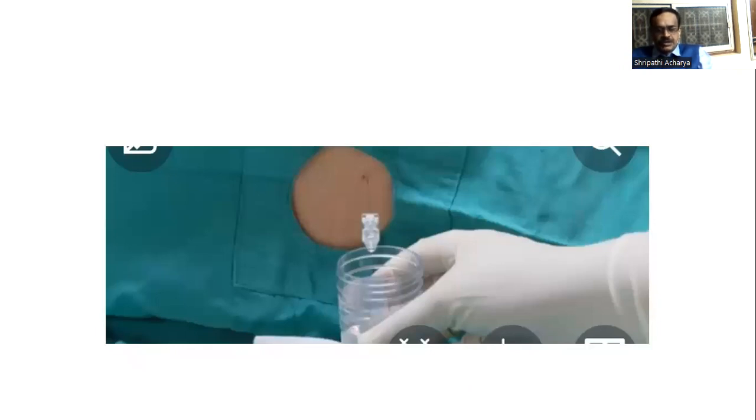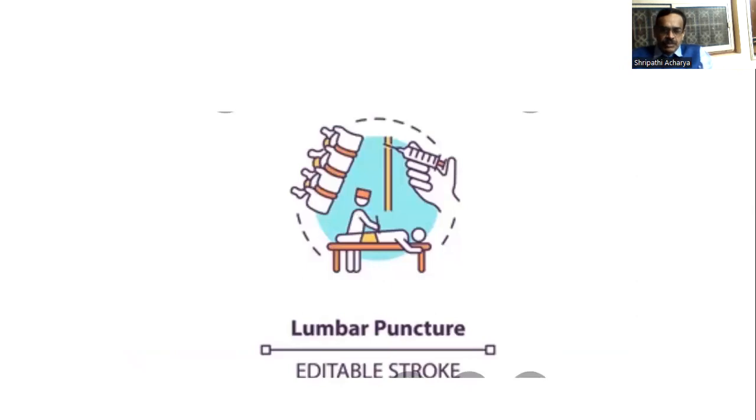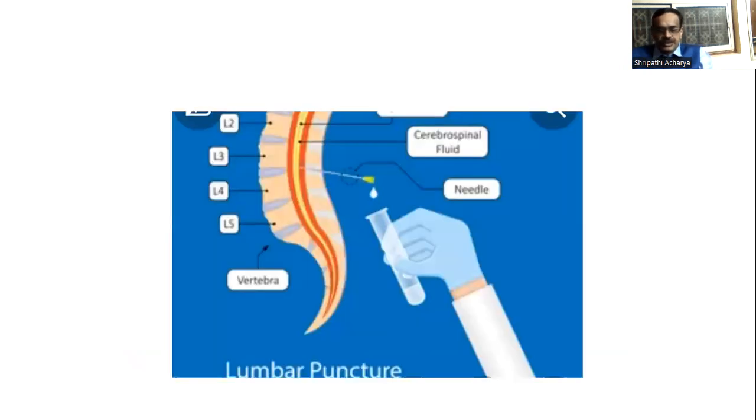This is a patient undergoing lumbar puncture. You can see the needle is pricked and the CSF is collected. You can see how the lumbar puncture is done and collection of cerebrospinal fluid is done. The needle is passed in the intervertebral space of L2 and L3.